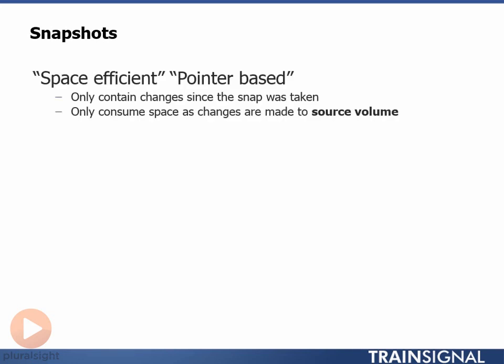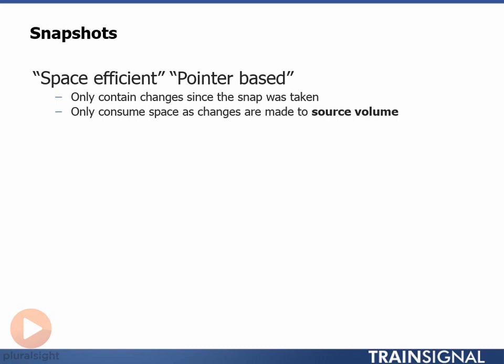A major characteristic of snapshots is that they're pointer based and they're said to be space efficient. This basically tells us that they don't consume a ton of space on day one. When you initially create a snapshot, it consumes little or no space, and then it only consumes space as and when changes are made to the associated source volume. And the more data that changes in the source volume, the more space that the snap consumes.